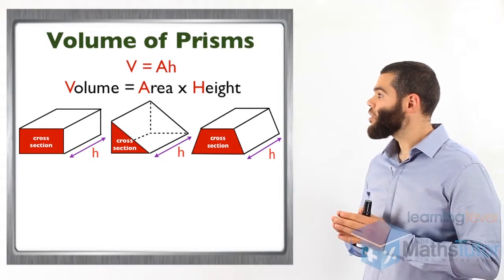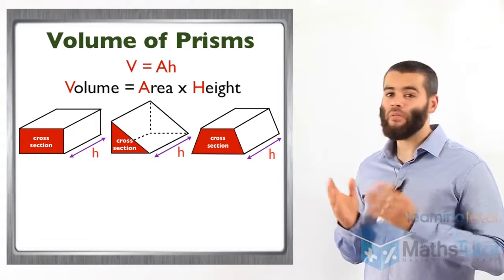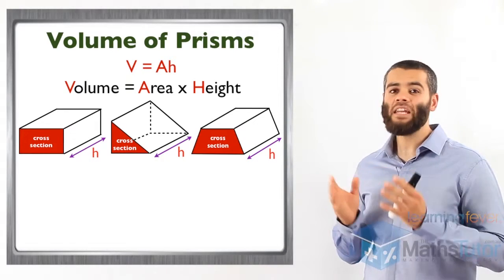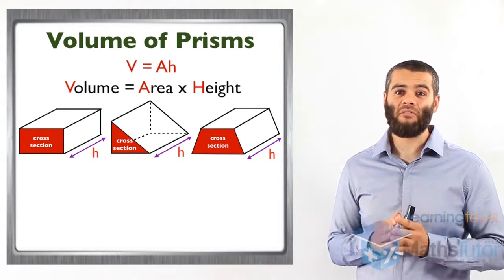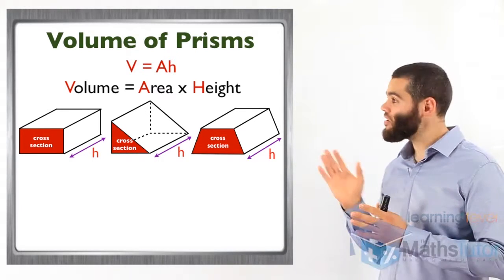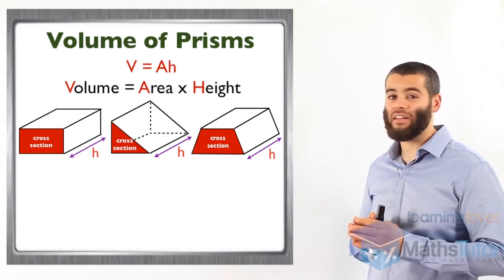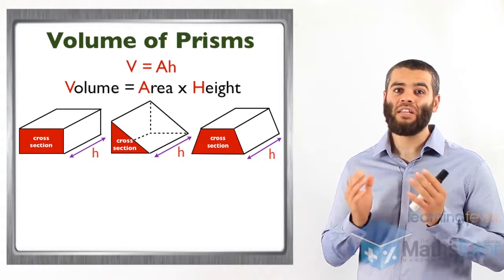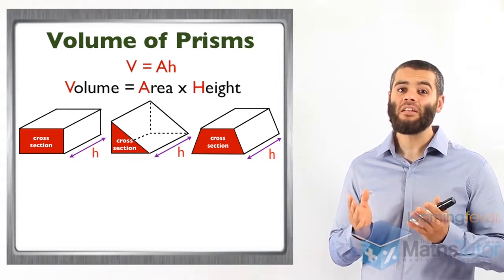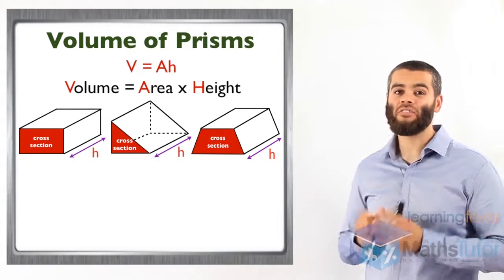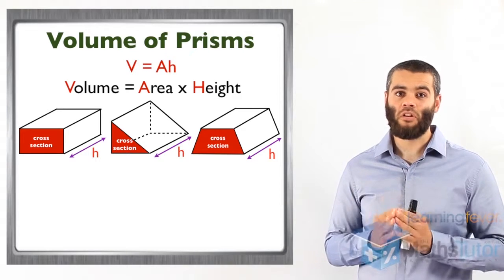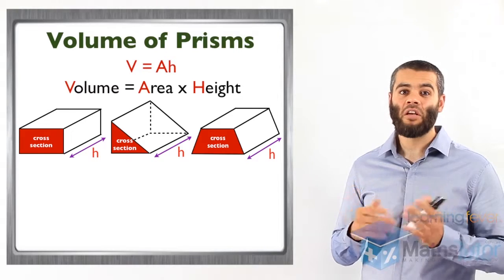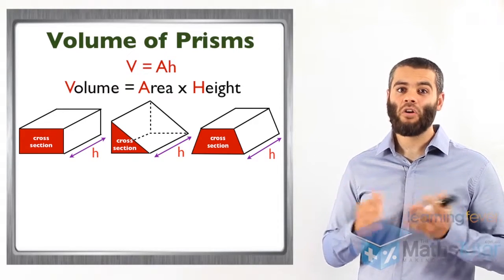We notice here we have a trapezoidal prism, a triangular prism, and a rectangular prism. Any type of prism has to have a cross section. The cross section is marked in red. That is the area we need to find first. Then multiply by the height of the prism. Very important: volume equals area times height. Area of what? Area of the cross section.